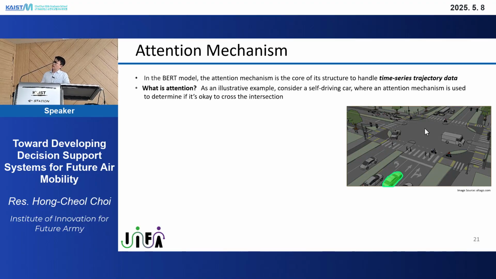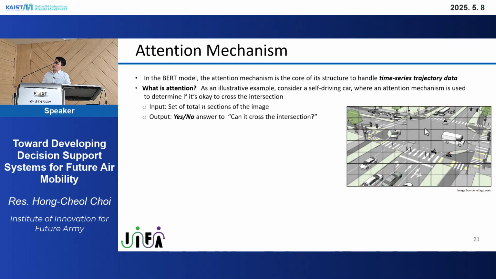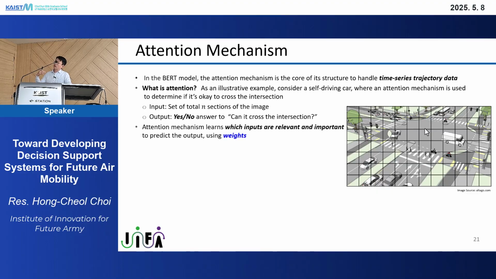So here, the attention mechanism works exactly like human attention, using weights. This is a simple example. The input can be some sections of the images, and the output would be yes or no to this question. Then the attention mechanism tries to learn which inputs are more relevant or more important, and gives a higher weight to that specific information or those inputs.